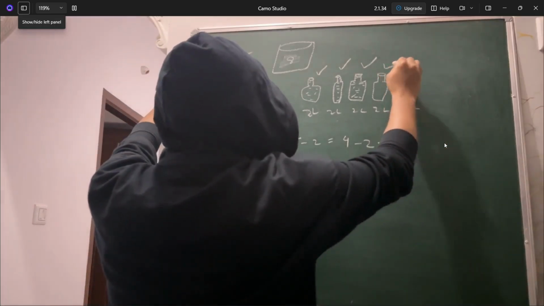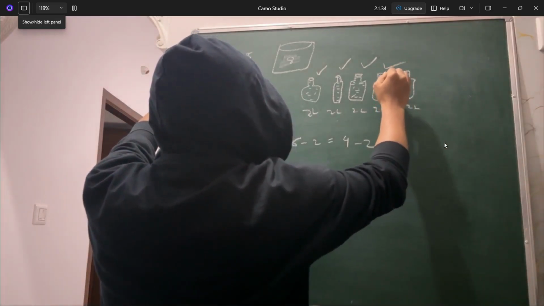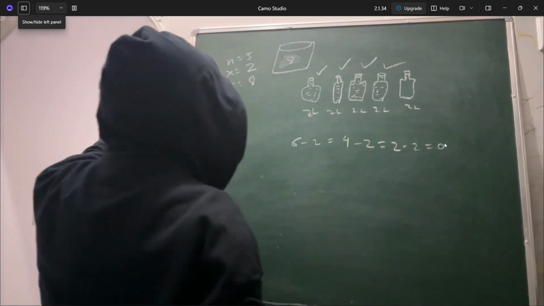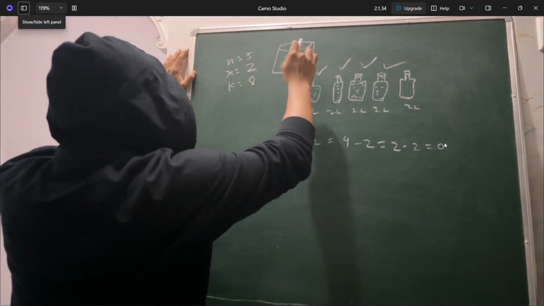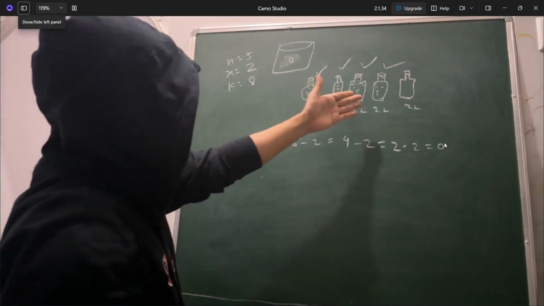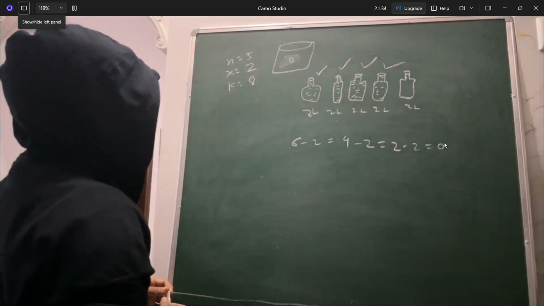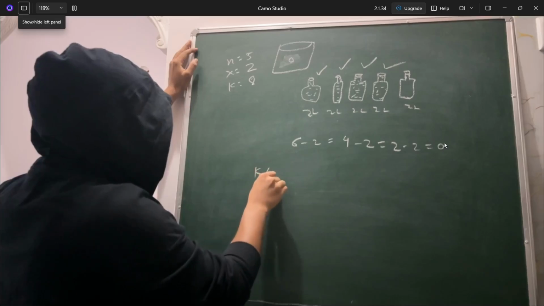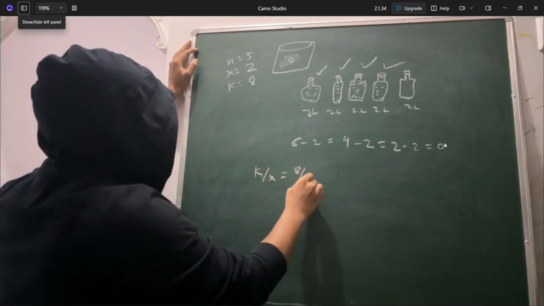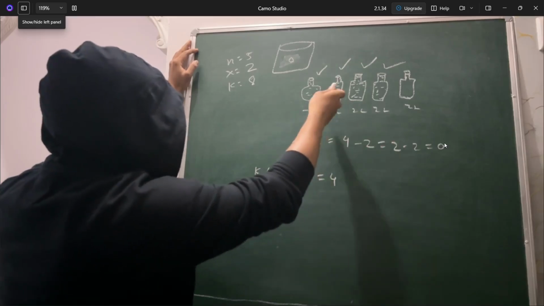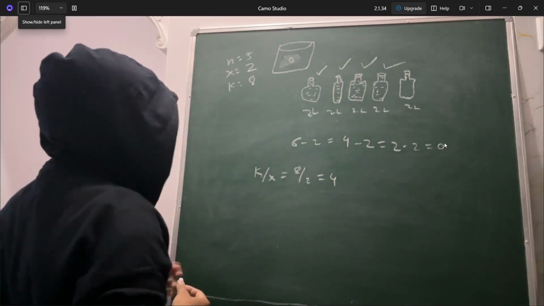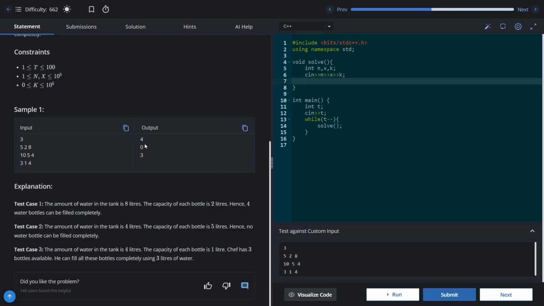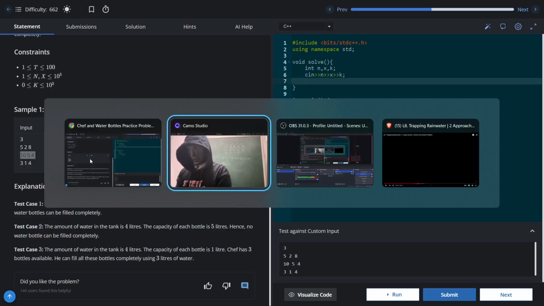Now let's try to fill this one, so you fill it completely. Now the remaining water in your tank is basically 0. You don't have any water in your tank, and if you see, 4 bottles have been completely filled. So how can you find this? If you take k divided by x, this gives 8 by 2, so 4, which is correct. 4 water bottles are filled, so k by x will do it. 4 is correct. Now let's try the next one, 10 by 4.